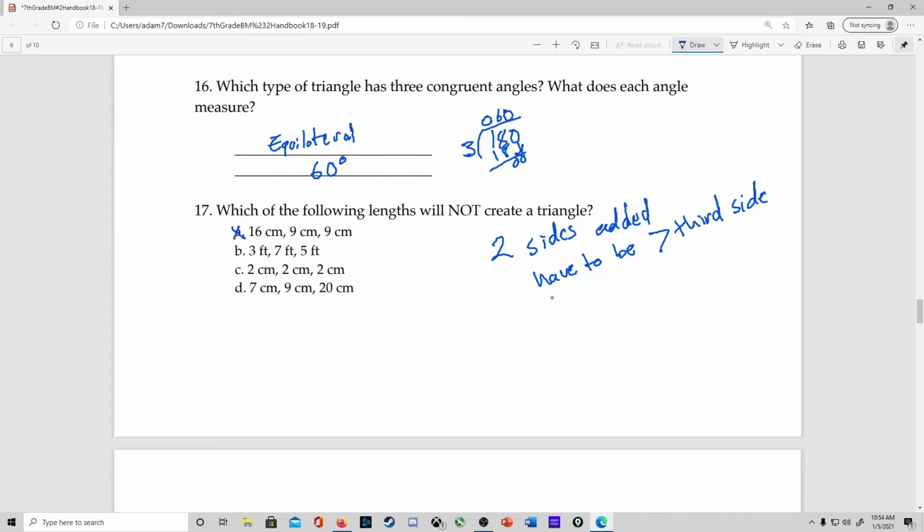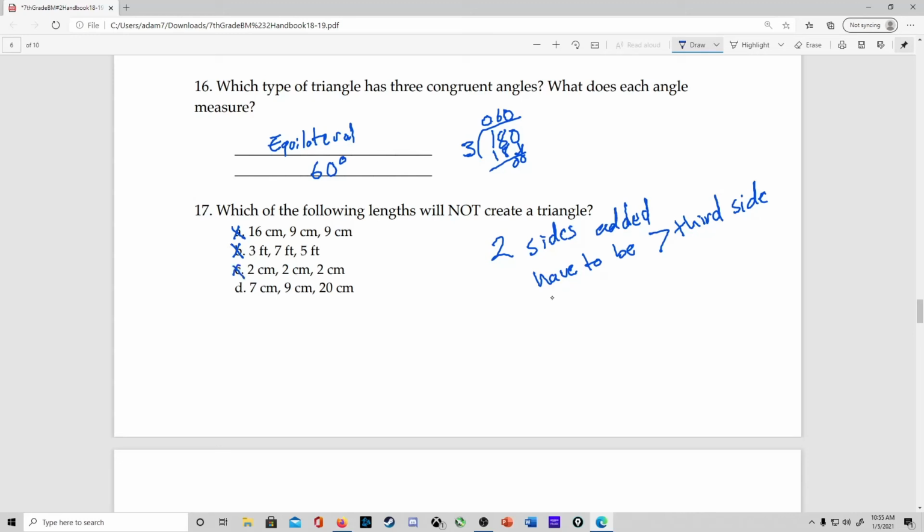3 plus 7 is 10, that's more than 5. 3 plus 5 is 8, that's more than 7. 7 plus 5 is 12, that's more than 3, so that is a triangle. 2 plus 2 is 4, that's more than 2. And we know that a triangle with 2, 2, 2 is equilateral, so that is a triangle.